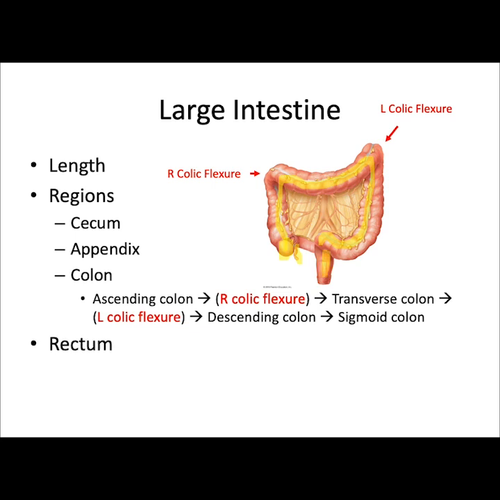From the sigmoid colon, you go into the rectum, and the rectum then feeds into the anal canal, with the opening called the anus.